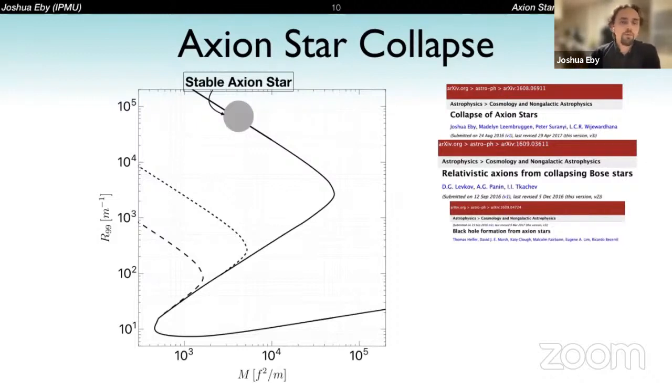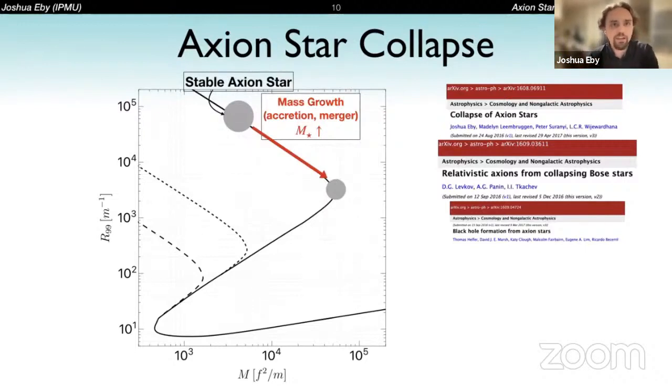But here's the basic story. Suppose you started with a stable axion star that lives on the dilute branch, and you allow it to grow in mass. We've heard a bit about accretion and mergers. It's very unclear exactly how this goes. It depends on a lot of details of axion physics and cosmology. But suppose stable axion stars can eventually reach their critical mass, and at that point they would collapse gravitationally. This collapse for a long period of time is non-relativistic and spherically symmetric, so it just collapses in on itself at fixed mass. And then at some point, these relativistic processes turn on, and you get rapid conversion of axions to relativistic axions, which are emitted from the star.